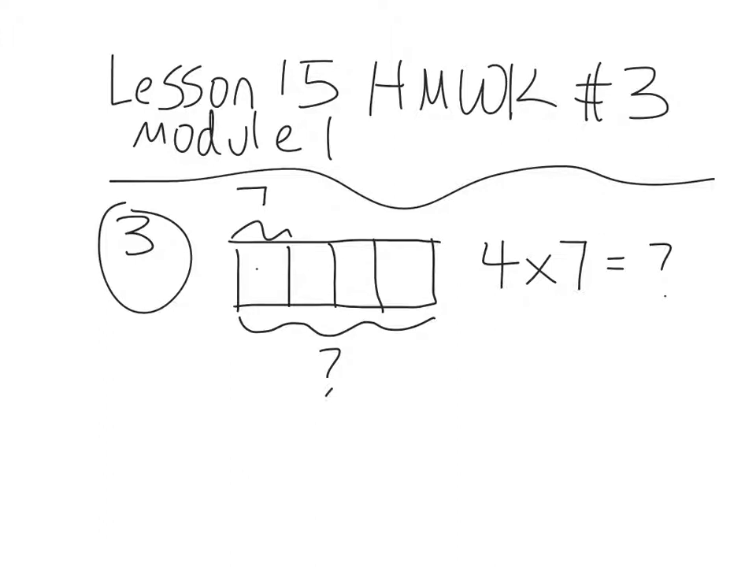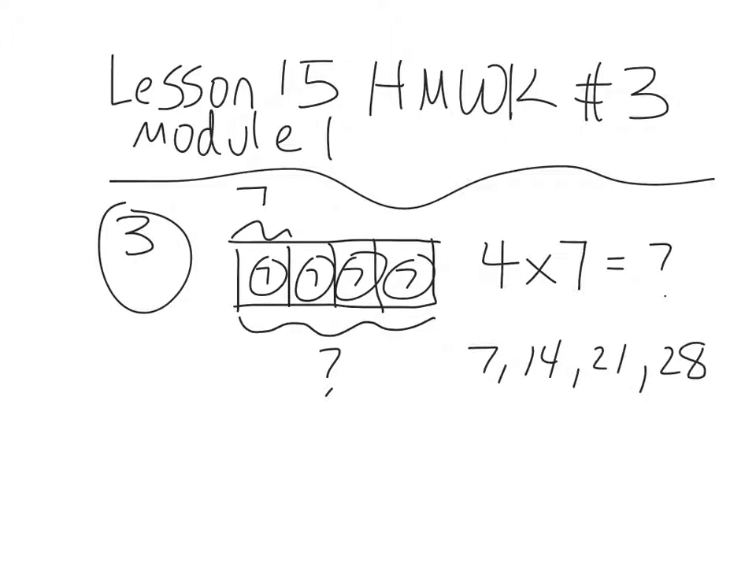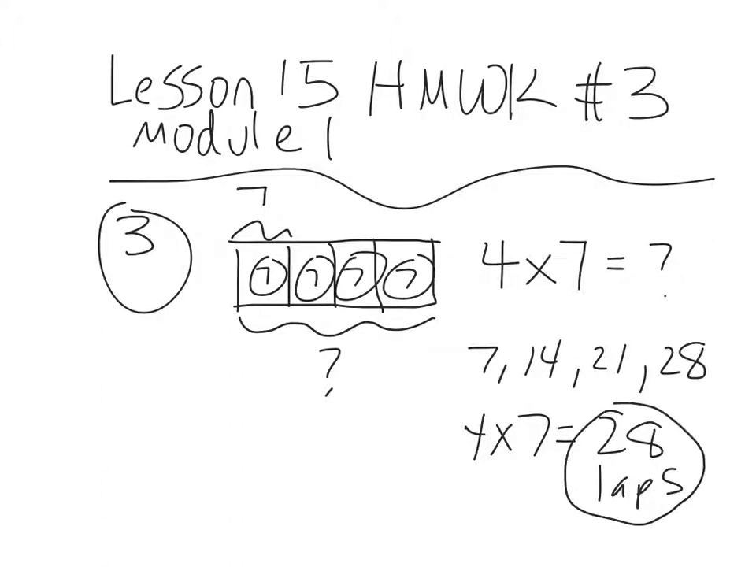So if each of these is 7, and you're counting by 7, or you're skip counting by 7s, 7, 14, 21, 28. So 4 times 7 equals 28, and the answer is 28 laps. And that's how you would draw a tape diagram for number 3 in the homework, and that's how you'd solve it.